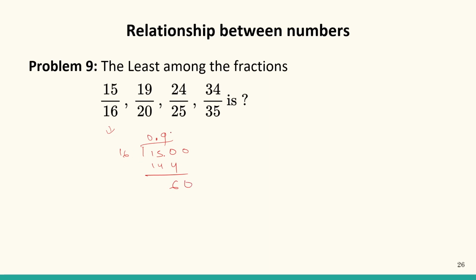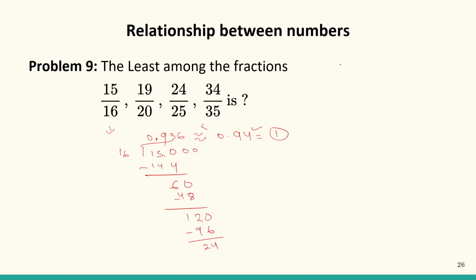So 16 into 3 is 48. There you have 12. So let's put another 0 here. What we are left with is 96, so we are left with 24. But what you can see from here is this is approximately 0.94. Actually this is less than 0.94, right? So the first thing is 15 by 16 is less than 0.94, and let's see what 19 by 20 is.